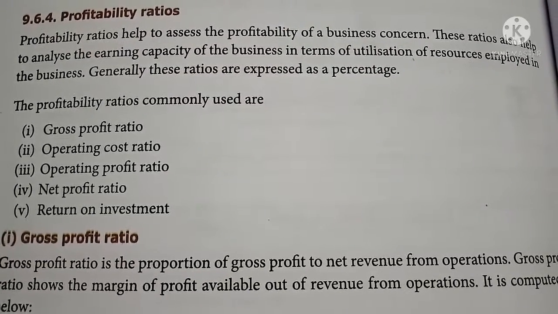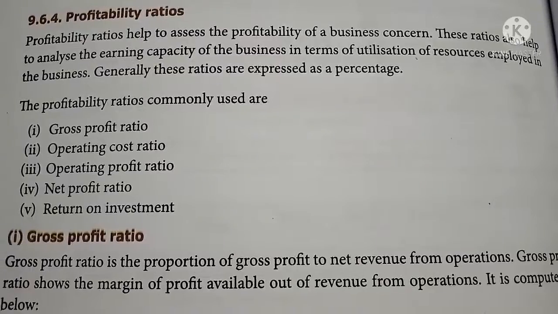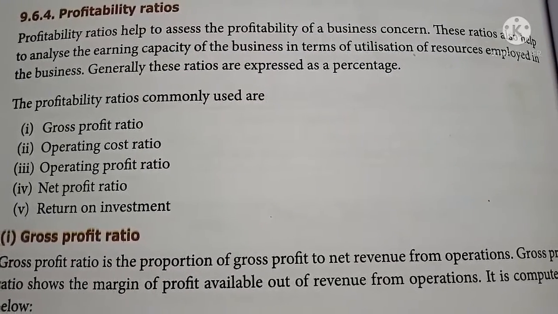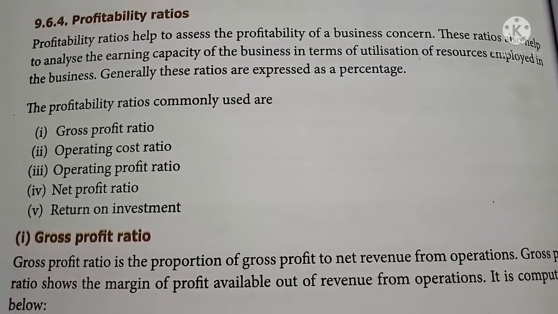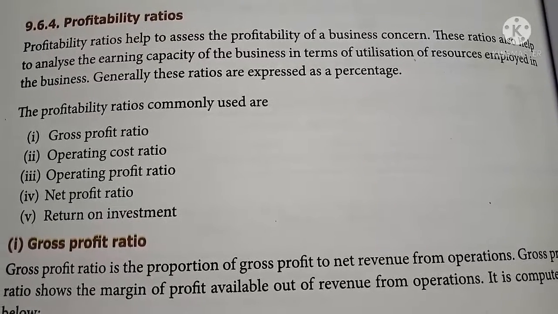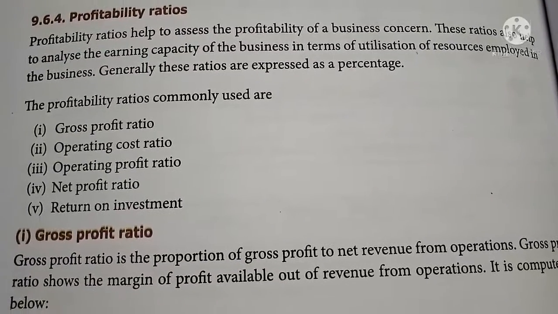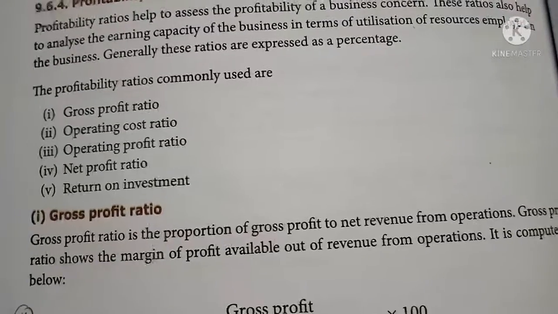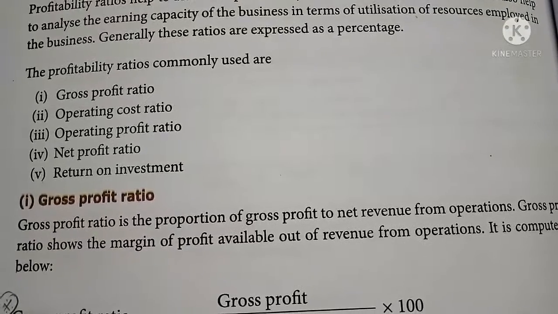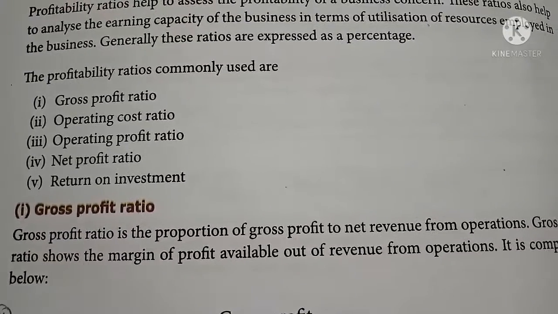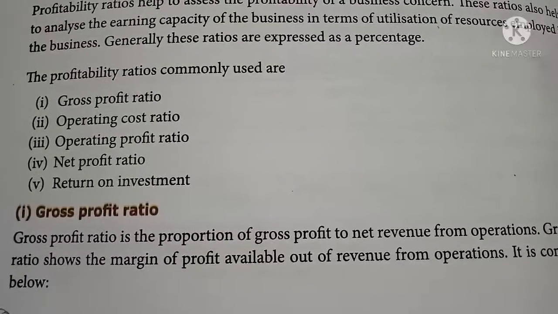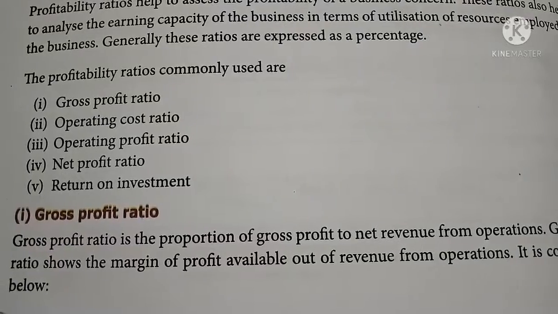These profit ratios are most useful from the business point of view in order to ascertain the profit condition of the business and how the business will earn profit by way of earning capacity. We have to analyze five profitability ratios in a business concern: gross profit ratio, operating cost ratio, operating profit ratio, net profit ratio, and return on investments.